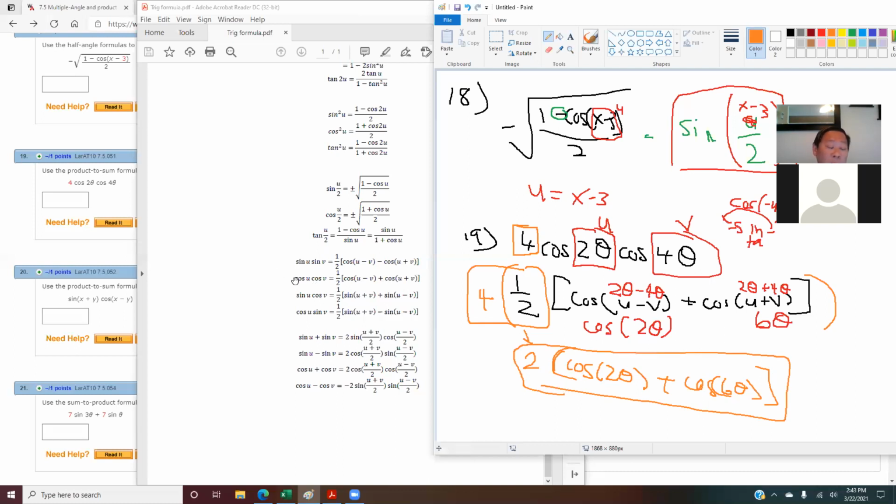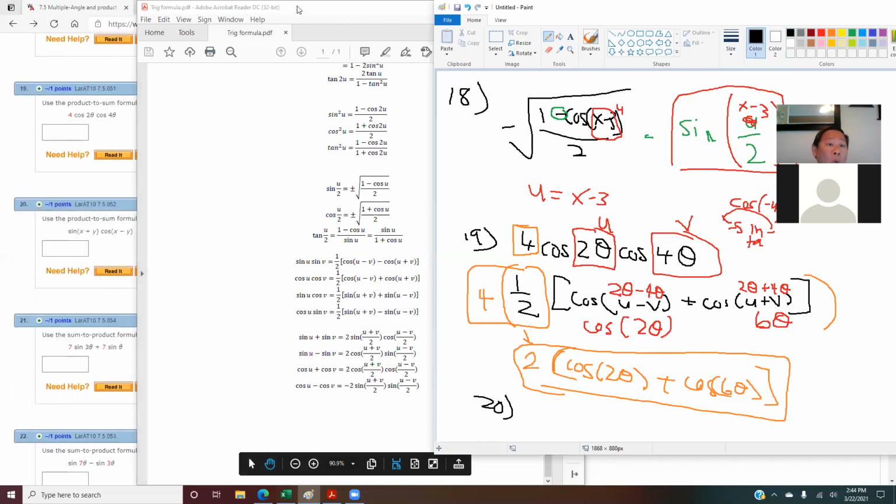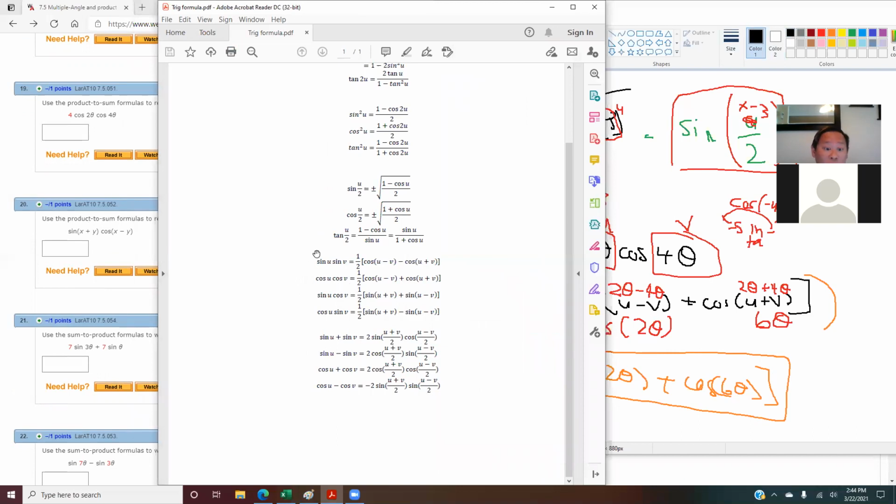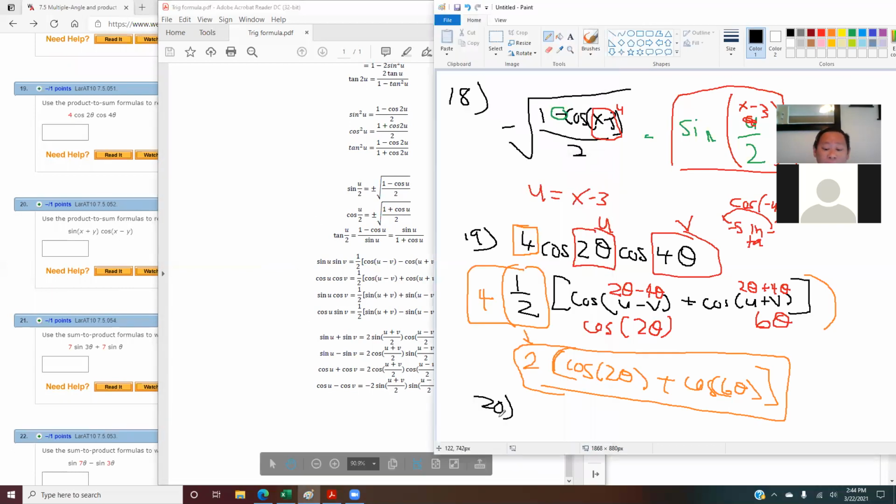So this is how we use the product to sum here. Same thing with number 20. So question 20 is the same thing. In this case, you just need to figure out what formula. It's the same product to sum, which is this fellow. And this is sine and cos. So for sine and cos, you're going to use the third formula, where u in this case is x plus y, and v in this case is x minus y. You okay there, Monica? Yep.